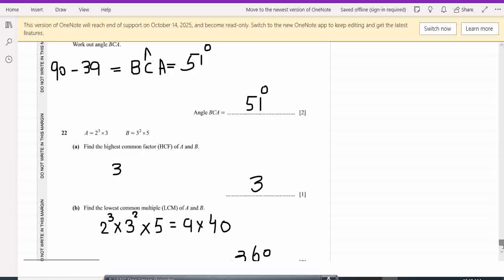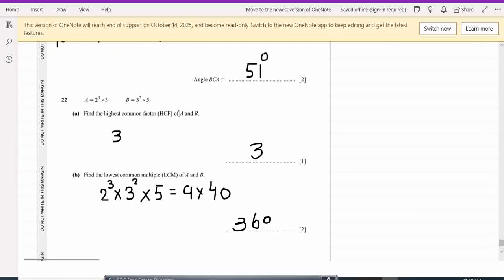Next is find the LCM. LCM means the product of common factors and uncommon factors. 2 power 3 and 3 from here, and 5 are non-common, and 3 is common, so we get 2 power 3 into 3 squared into 5, the union of all the factors. Okay, so we multiply them to get 360. So 360 is the LCM.